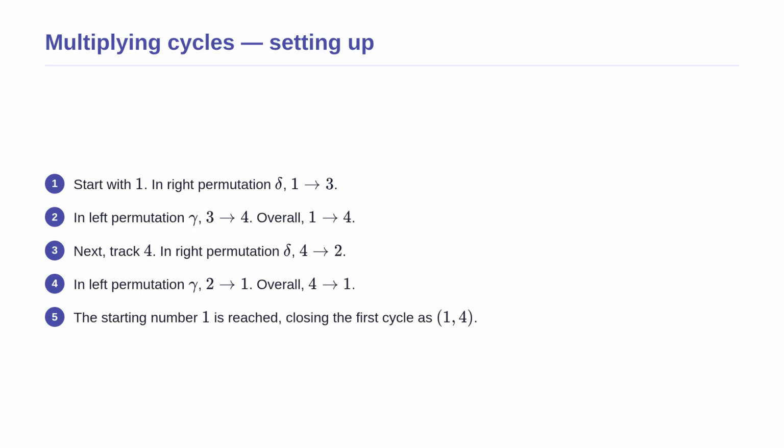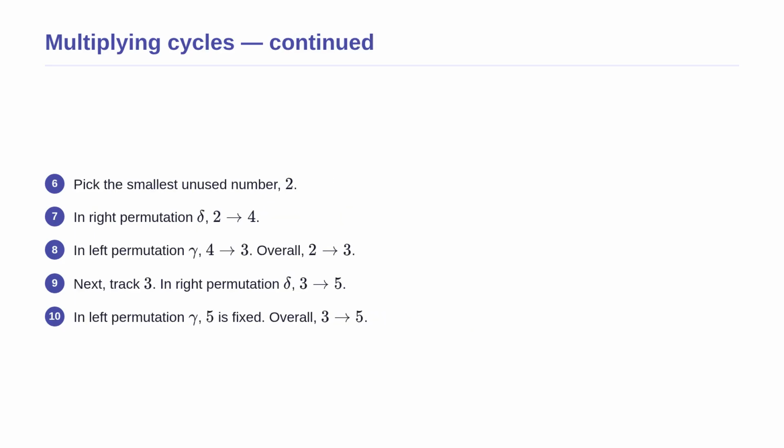Next, we track the number 4. In delta, 4 goes to 2. In gamma, 2 goes to 1. Since we have returned to our starting number 1, we close the first cycle as (1, 4). Continuing our multiplication, we pick the smallest unused number, which is 2.